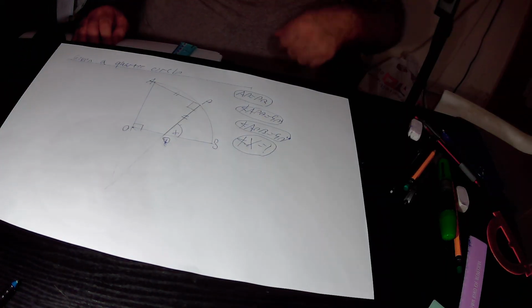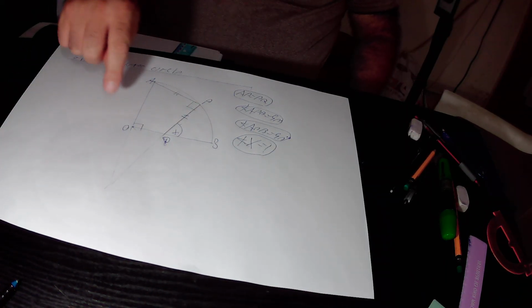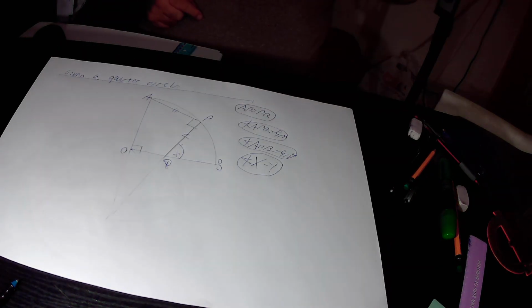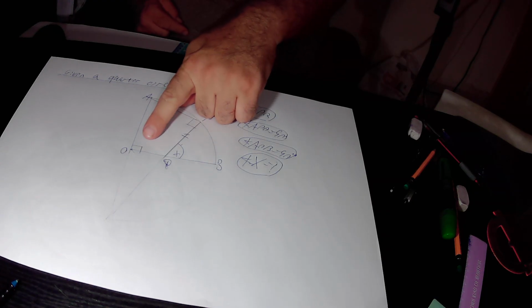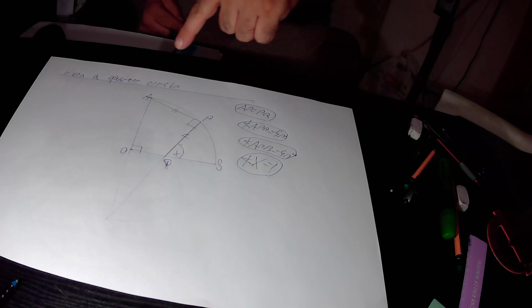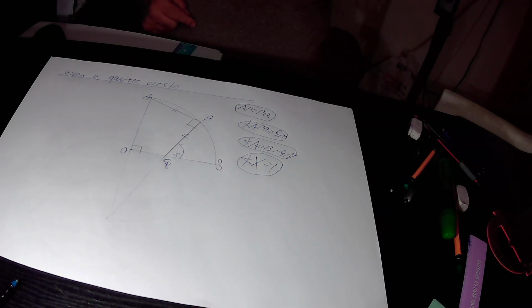Hello, in this lecture we find out the size of angle X. In the drawing we have a quarter circle, AOB is a quarter circle. We know that angle AOB equals 90 degrees because AOB is a quarter circle.